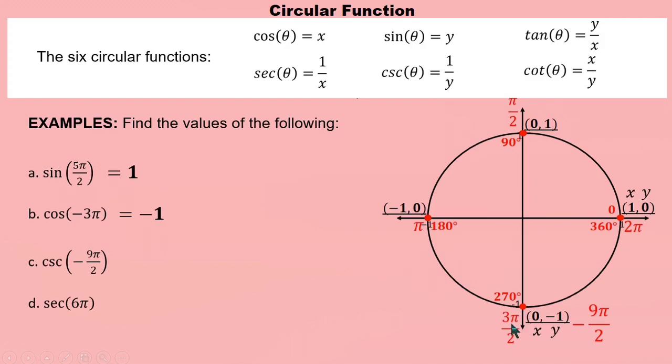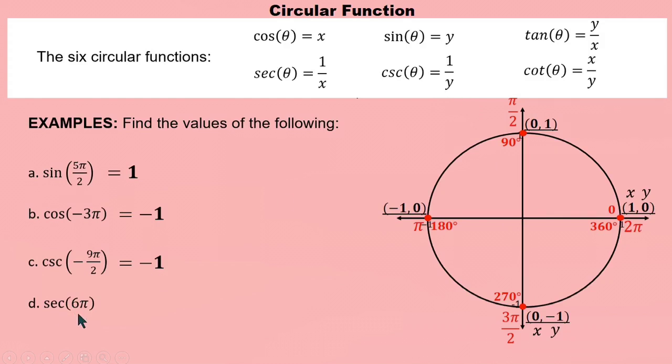It coincides with 3 pi over 2 with point 0, negative 1. Hence, cosecant negative 9 pi over 2 is equal to negative 1. It is 1 over y, where y is equal to negative 1, so 1 divided by negative 1 is negative 1.